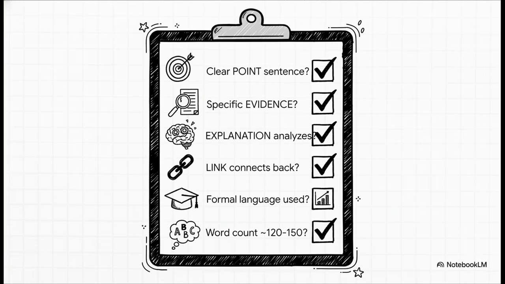Does my explanation actually analyze, or did I just repeat myself? Does my link connect back to the big picture? Is my language formal? Did I get rid of all the "I thinks"? Am I in that word count sweet spot? This little checklist will make sure every single paragraph you write is absolutely rock solid.